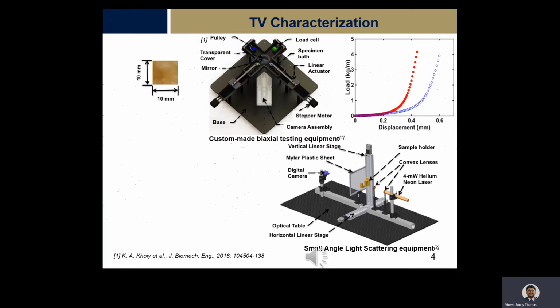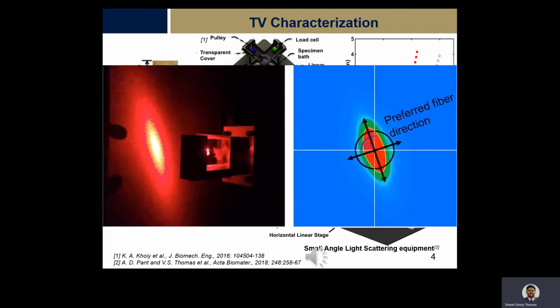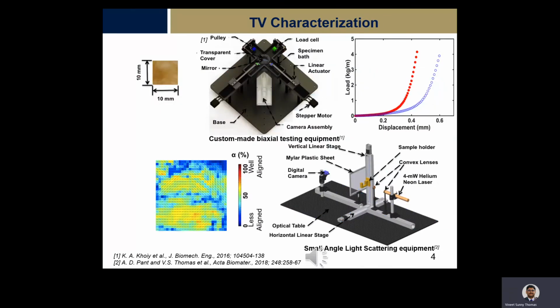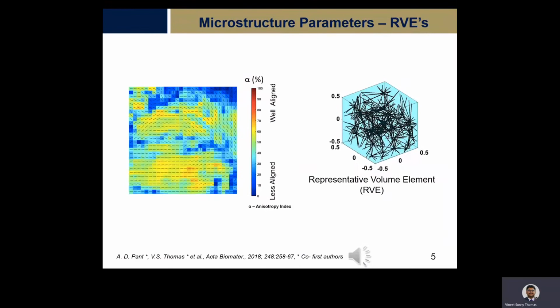A light source was passed through the sample to get the scattering pattern on the screen, and this scattering pattern was captured and post-processed to get a contour map of the network distribution and fiber direction. The color contour indicates the degree of anisotropy ranging from 0 to 100%. A value close to 0 indicates that the fibers are less aligned, and a value close to 100 indicates that the fibers are more organized or well aligned. The black lines indicate the main fiber direction.